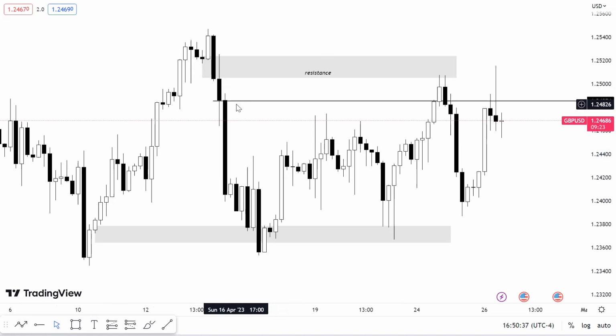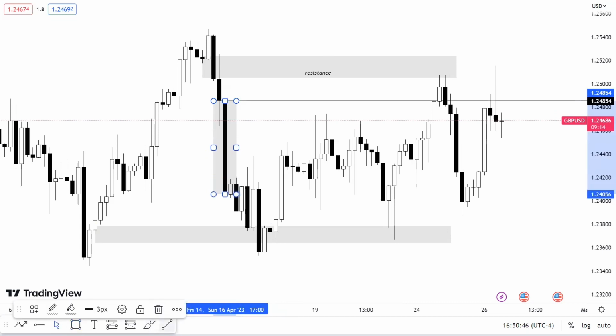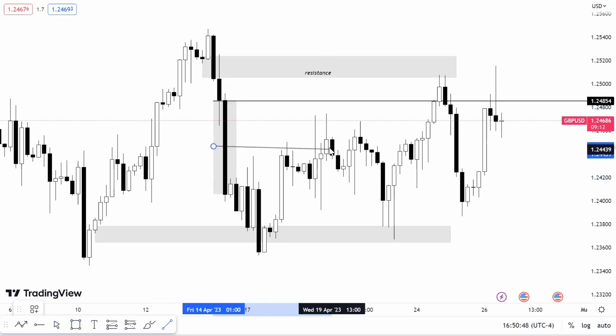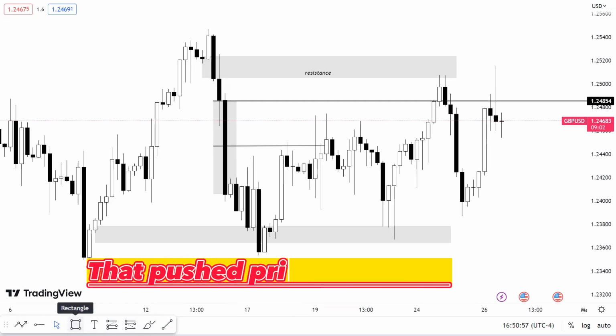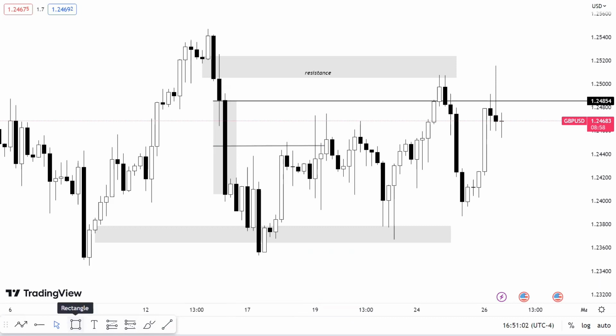You need to understand this now. You have to listen to this one very carefully. 50% here in this area, right? Half of the box. And you need to look at the candle that pushed price to the fair value gap. What do I mean by that? You need to look at the candle that pushed price to the upside.